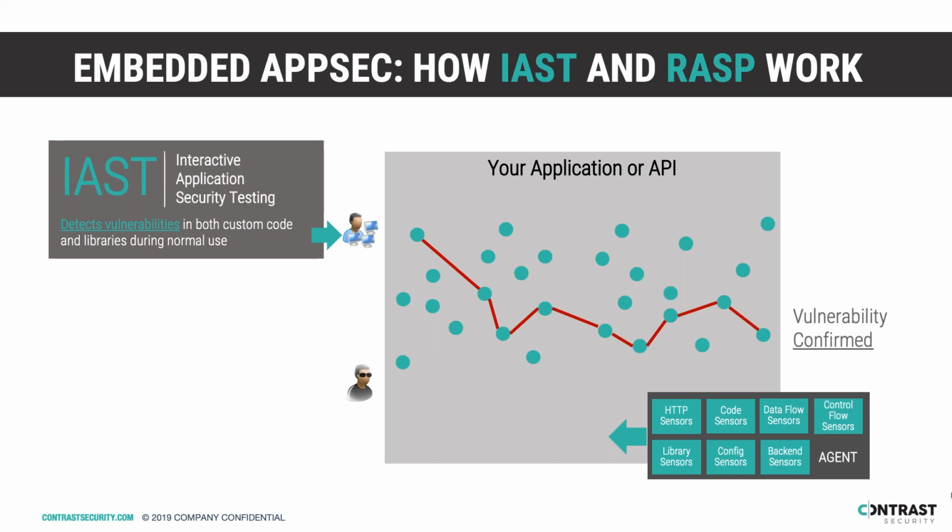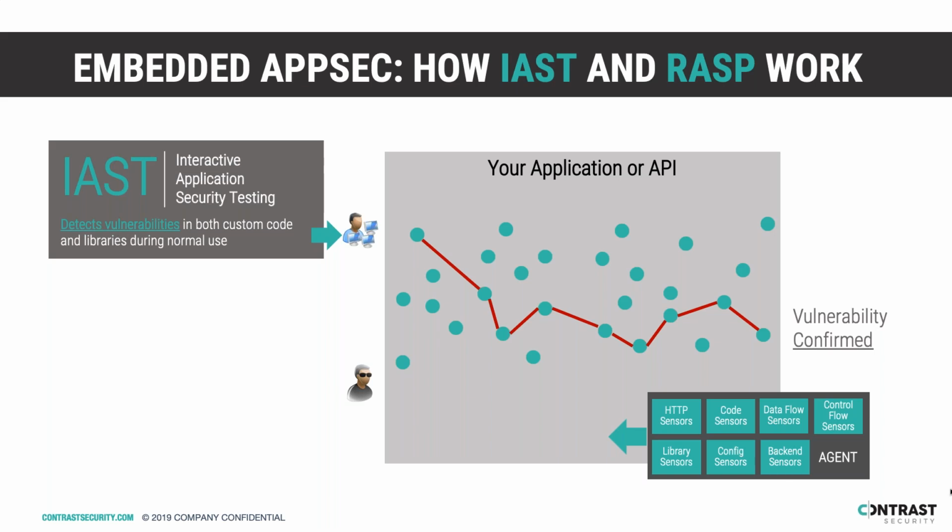So in development and test, this platform embodies interactive application security testing. This approach detects vulnerabilities 24/7 in a continuous mode in both custom code and libraries during normal use of the application. And the way it does this is by examining the routes that usage of the application takes. And these routes are the pathways that login requests, search requests, and so forth take through the application.